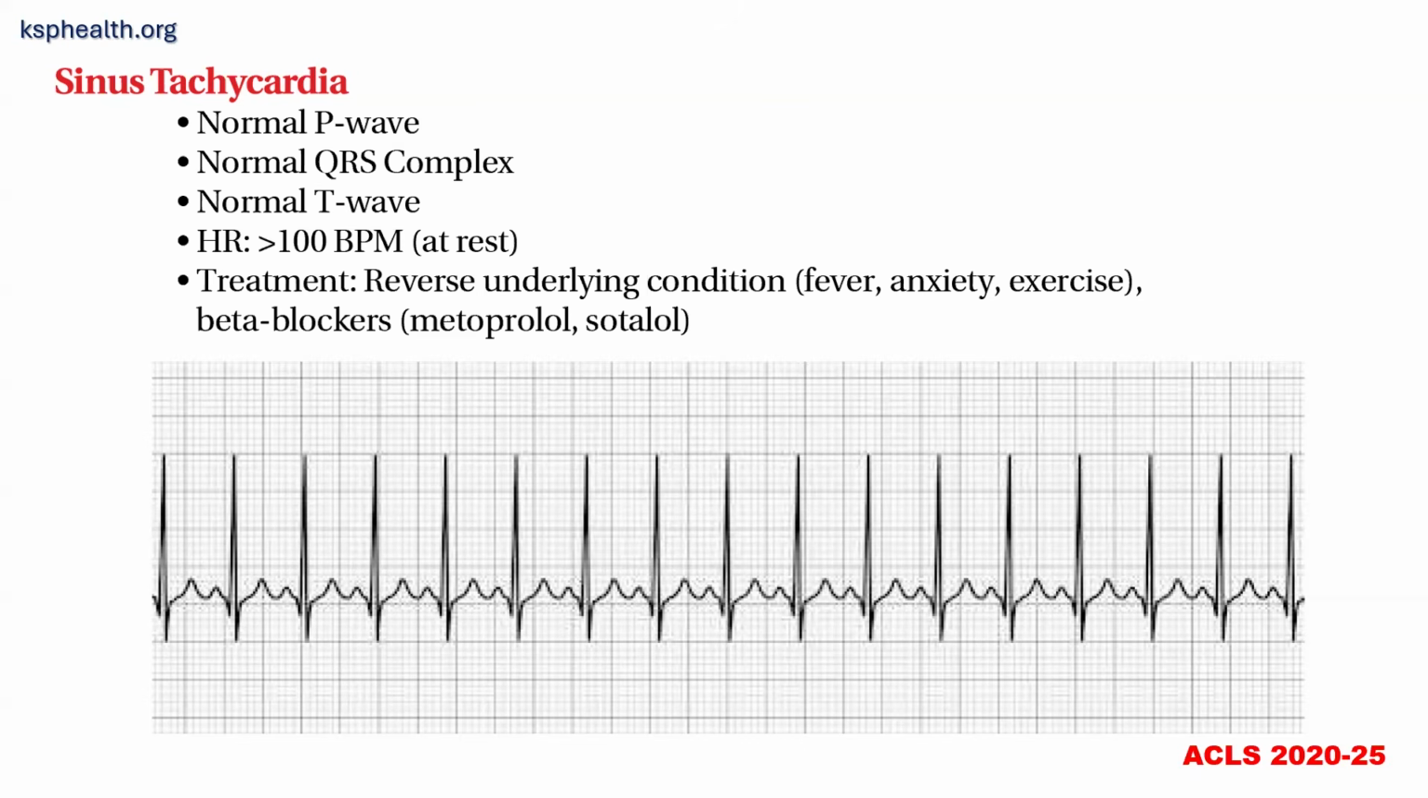The treatment reverses the underlying conditions. Oftentimes, sinus tachycardia is because of fever, anxiety, or stimulants. Sometimes you may have to use beta blockers like metoprolol or sotalol. But the most common being in patients with hypovolemic shock, the sinus tachycardia would be there. You have to reverse the underlying conditions. The sinus tachycardia reverses on its own.